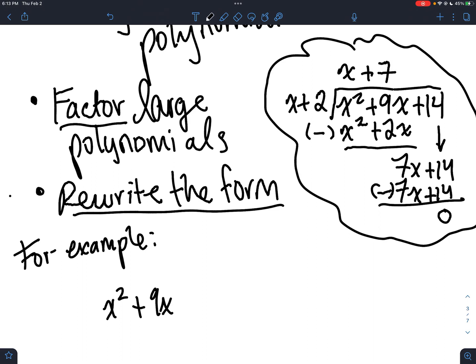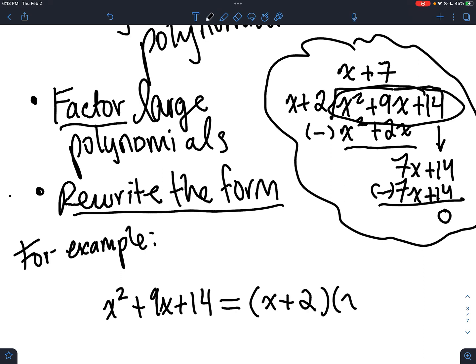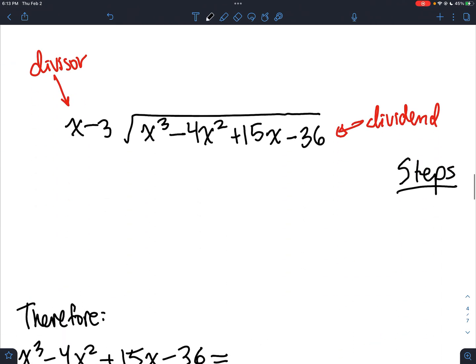So for example, for this example here, x squared plus 9x plus 14, our polynomial there can be broken down into what you divided it by and your answer. So if you know what to divide by, you can use long division to factor, just like we've been factoring quadratics and cubics.